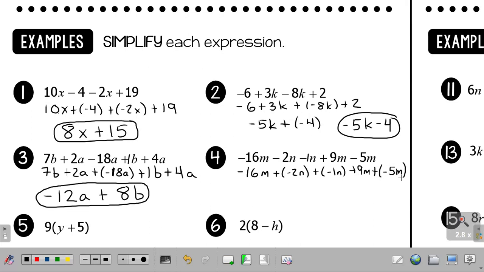Just takes a little bit of work, a little bit of time, okay? But after we do that, we can clearly see what terms we can add together here. So what can we go with 16m? Well, negative 16, 9, and negative 5. So negative 16 plus 9 plus negative 5. Once again, that should be negative 12. And then there's an m that goes with it.